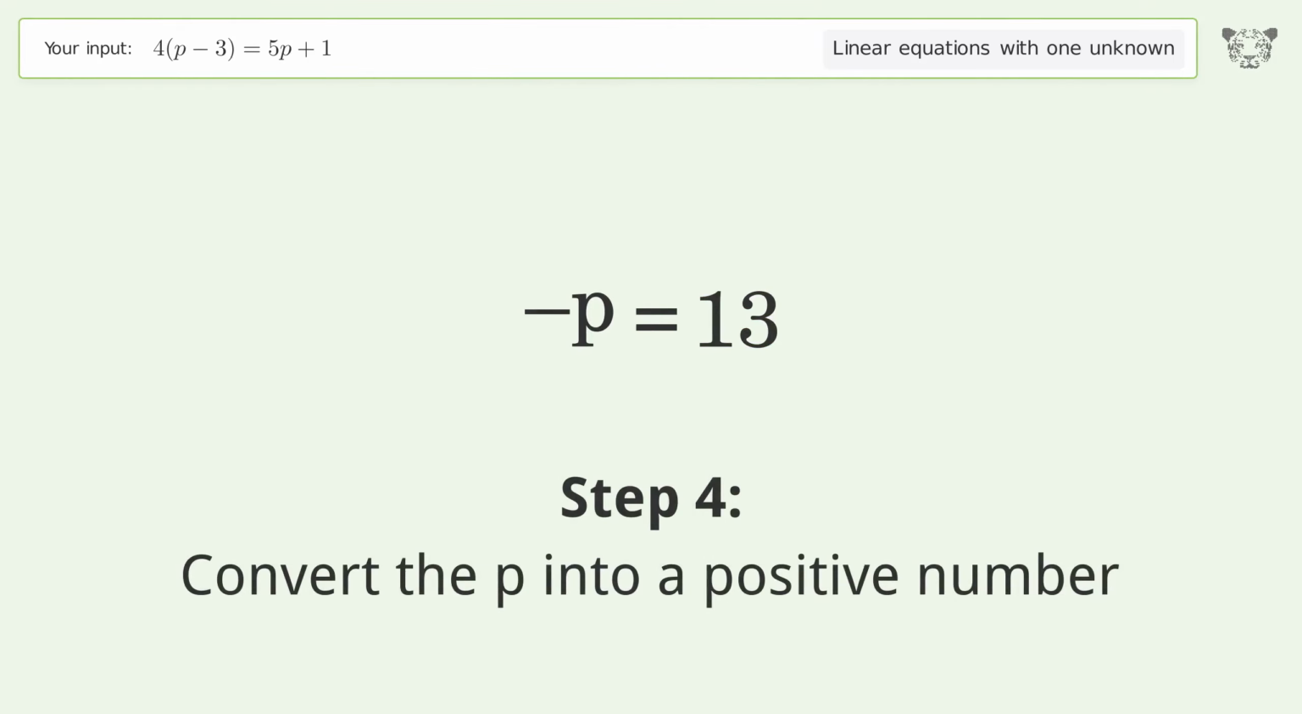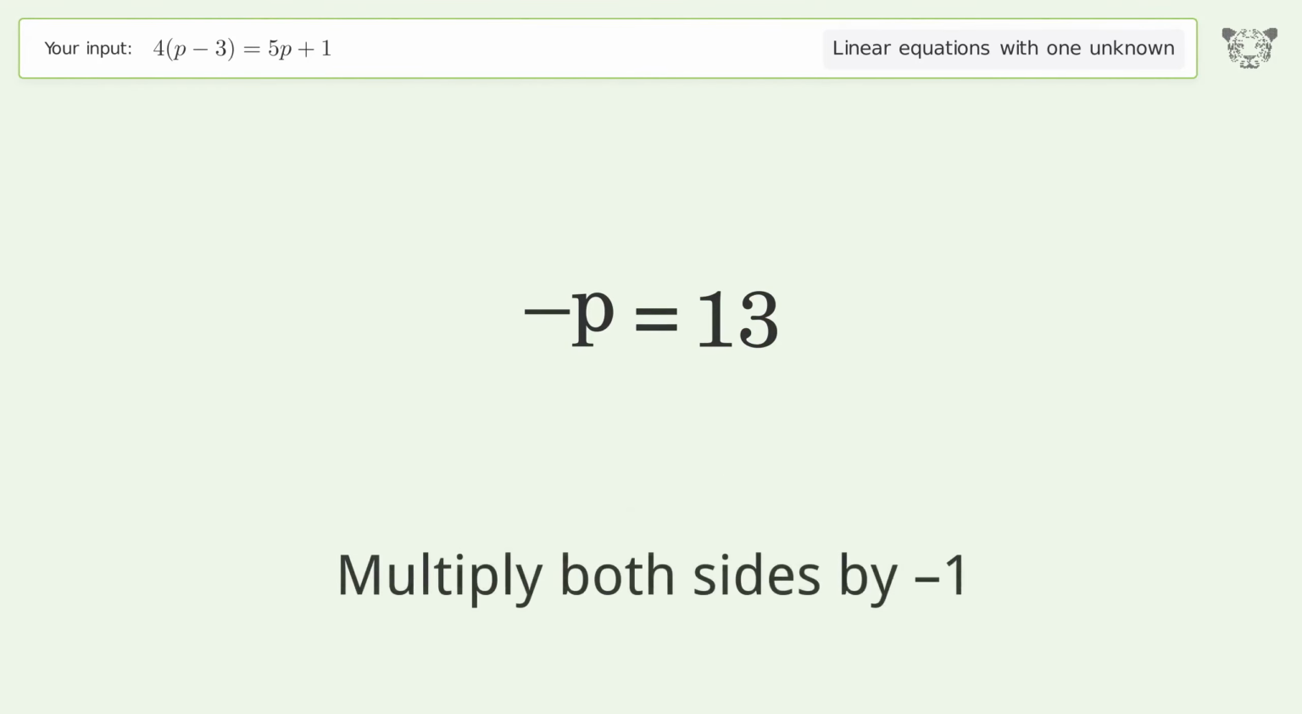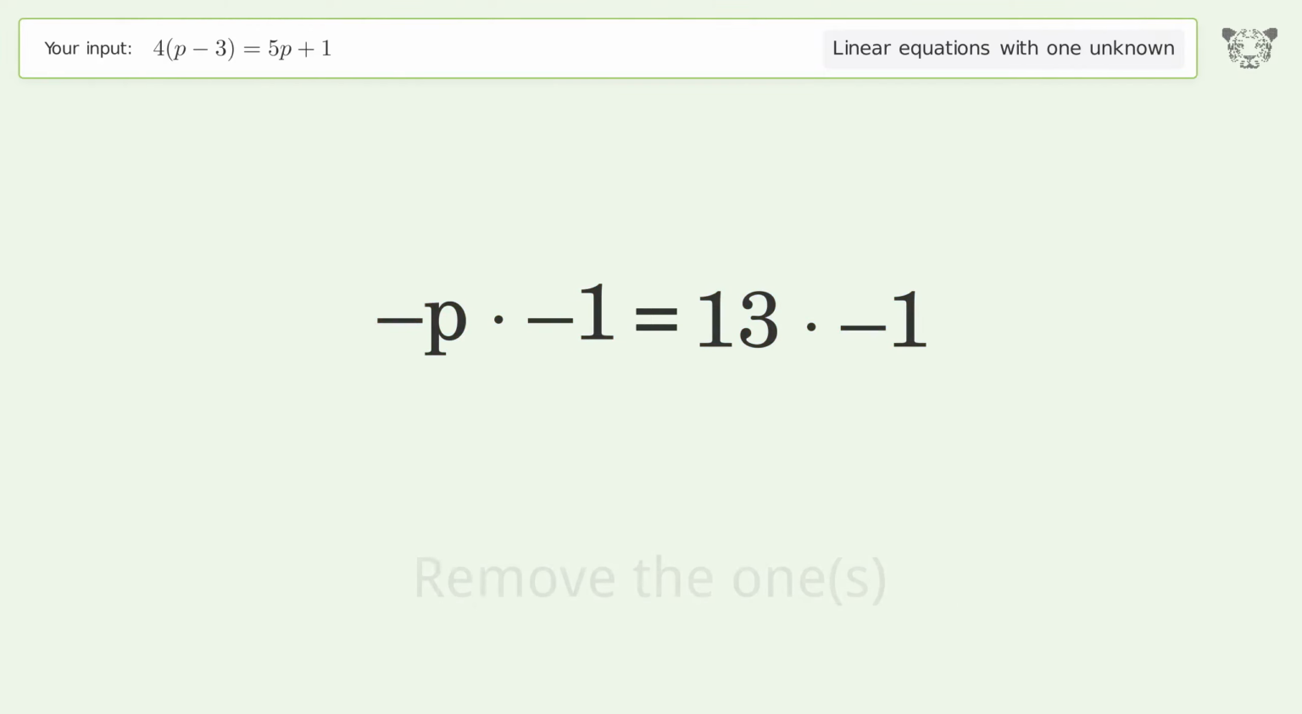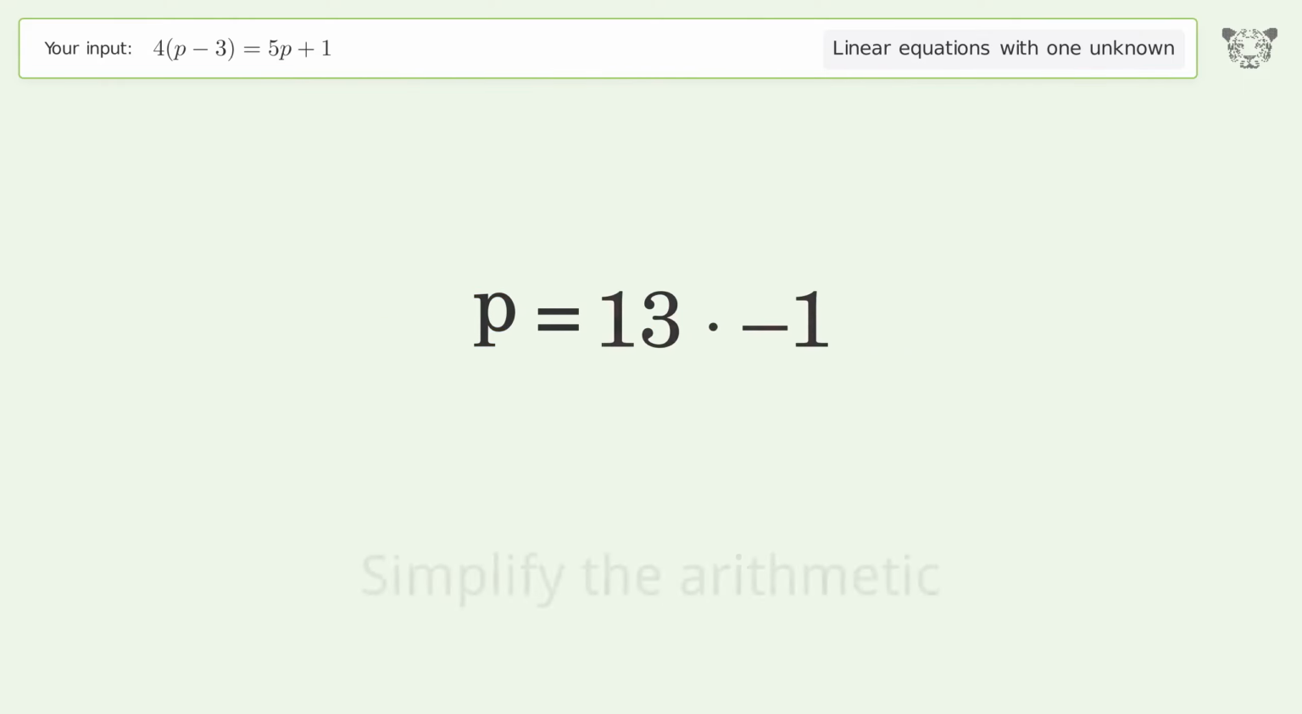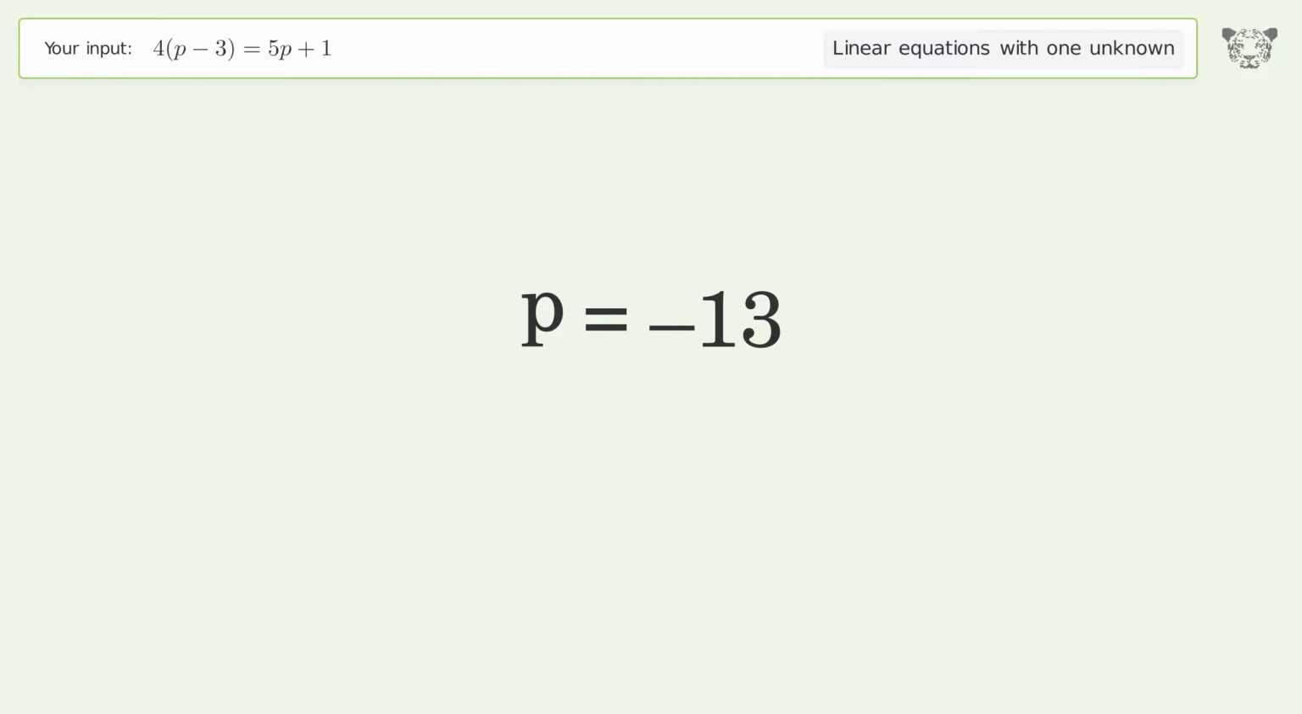Convert the p into a positive number. Multiply both sides by -1. Remove the ones. Simplify the arithmetic. And so the final result is p equals -13.